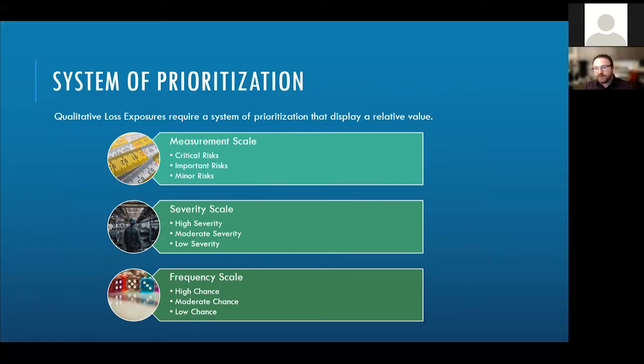So for qualitative, we have to start with a system of prioritization. We can't just arbitrarily assign a risk a score. Going back to that slip, trip, and fall, we can't just say, oh, it's a medium risk, and call it a day. We have to have a system to classify where an injury falls. We use this system of prioritization to have a set of rules to classify our risks. These are going to be very organization specific, and I can't tell you what industry standards are because each organization is unique.